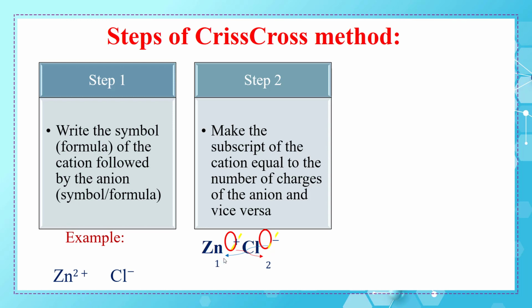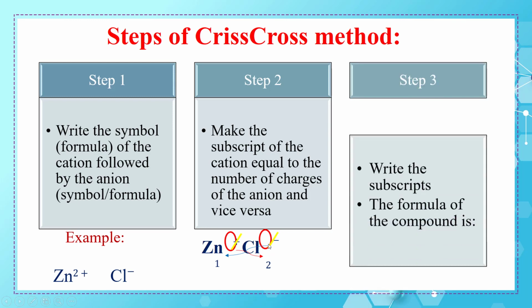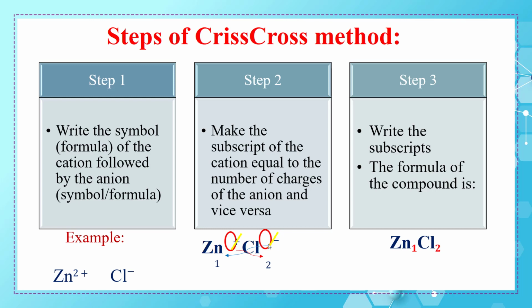You see it? So, don't forget that the charges will be cancelled. What about step 3? I write the subscript and get the formula of the compound. So after making this criss-cross, the ionic compound becomes Zn1Cl2. But you know that when the subscript is 1, there is no need to write it or to keep it, so we neglect it. We have now ZnCl2. This is the ionic compound.